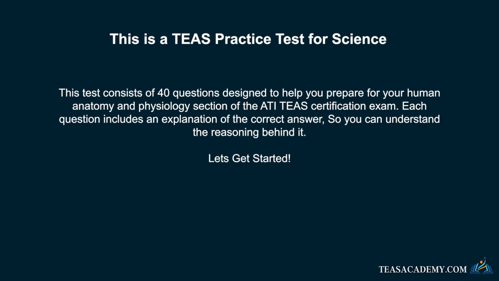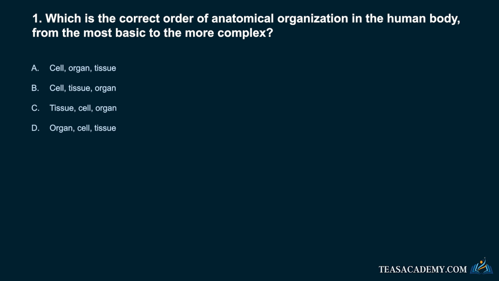This is a TEAS practice test for science. This test consists of 40 questions designed to help you prepare for your human anatomy and physiology section of the TEAS certification exam. Each question includes an explanation of the correct answer, so you can understand the reasoning behind it. Let's get started.